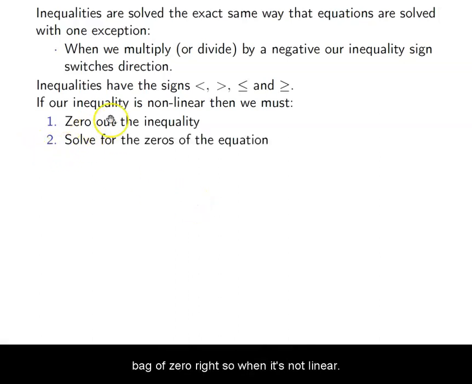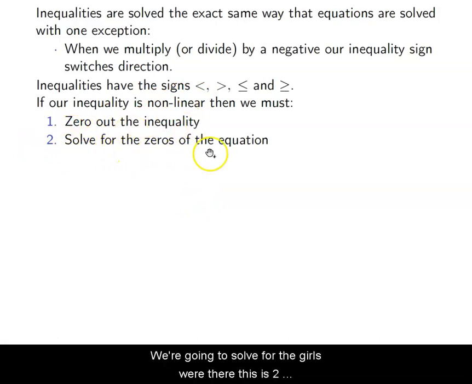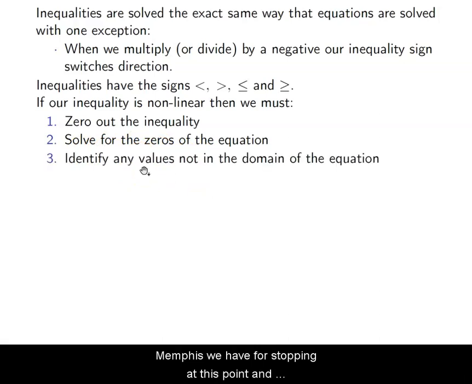So when it's nonlinear, we're going to zero it out. We're going to solve for the zeros, whether this is through graphing, through factoring, or solving using the quadratic formula, or completing the square, or what have you, the other methods we have for solving polynomials at this point. Okay, and then the next thing we're going to do is identify, if possible, any values that are not in the domain of our equation.